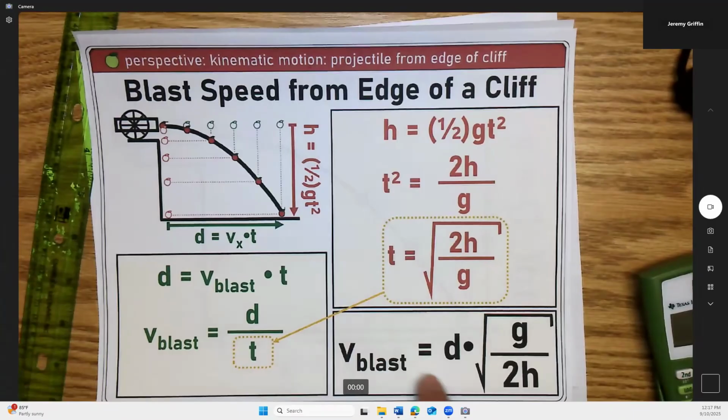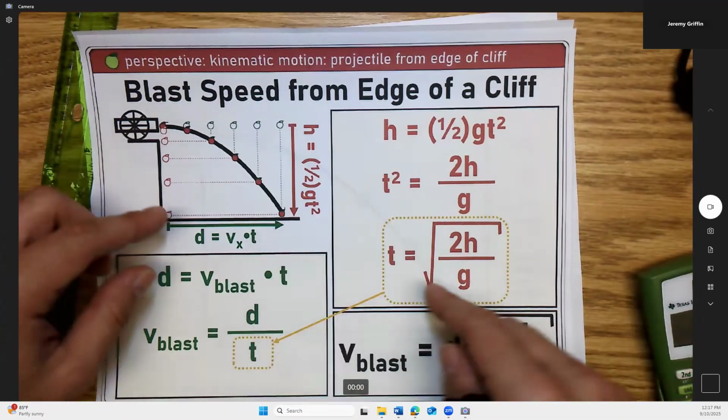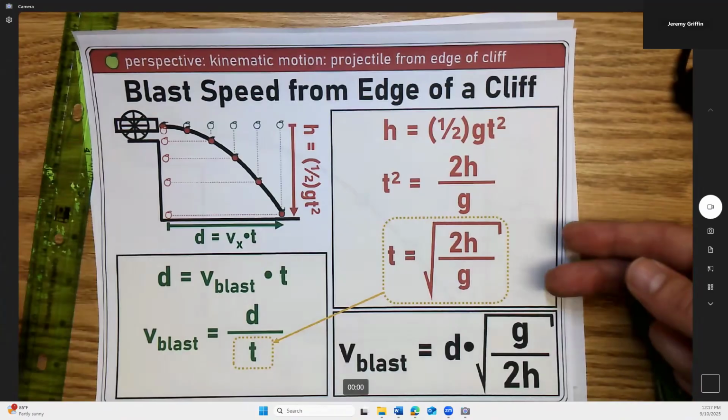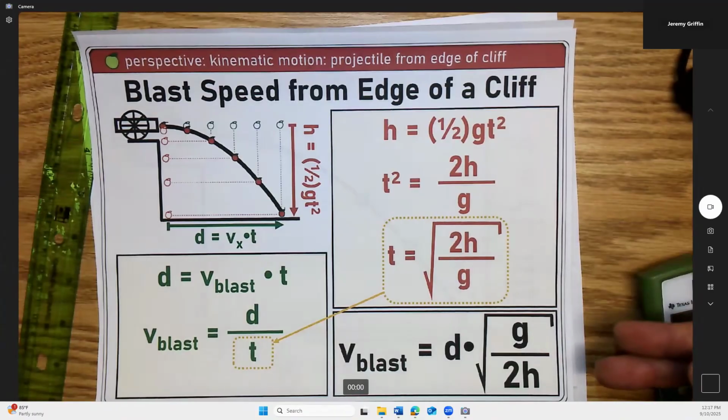Now, if you look at the final answer, which is in black ink right here, you guys notice that time doesn't actually show up in the end. Of course, it takes some time to get from here to here, and I was recommending solving for time as the middle step, but in the end, it goes away. All right, so there's the whole thing right there.